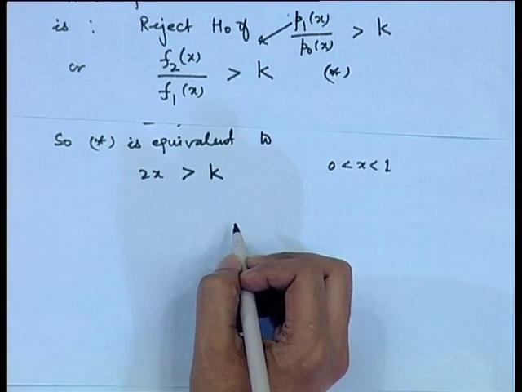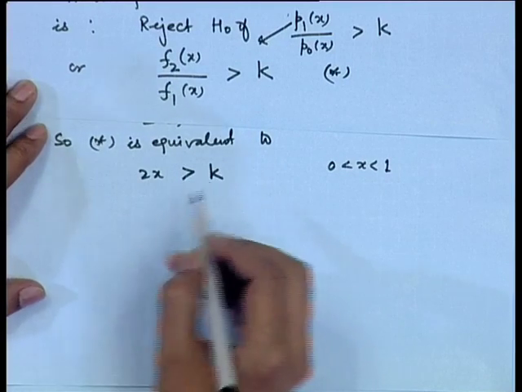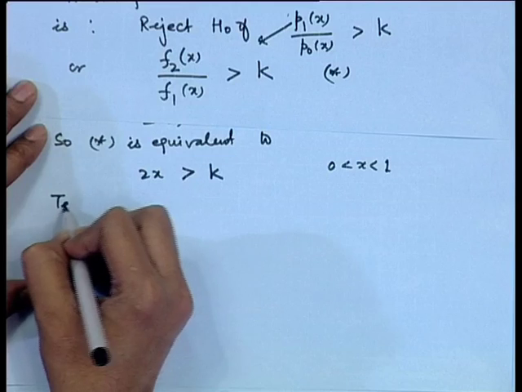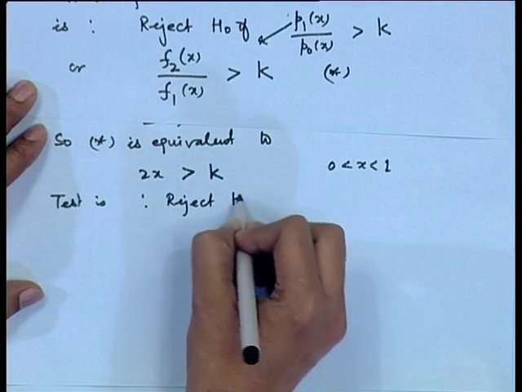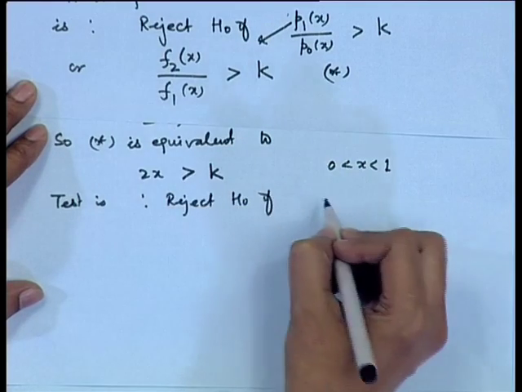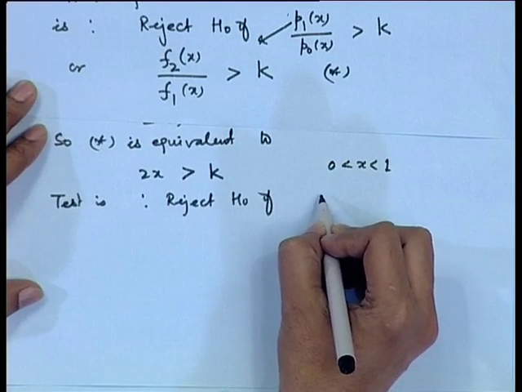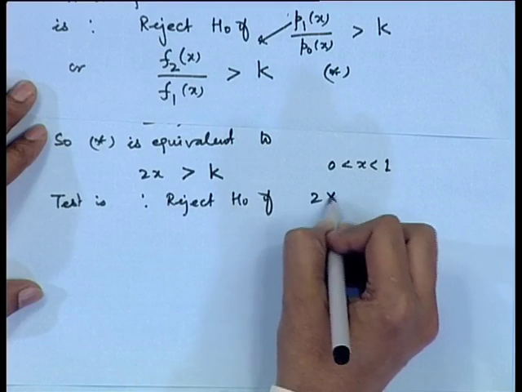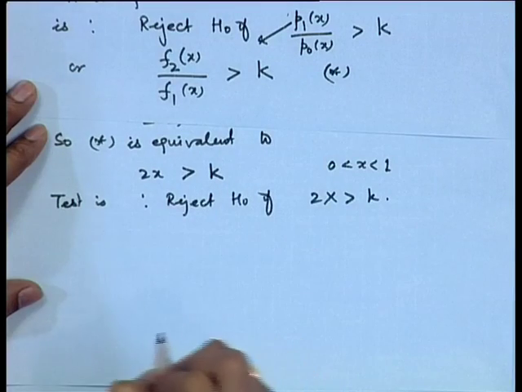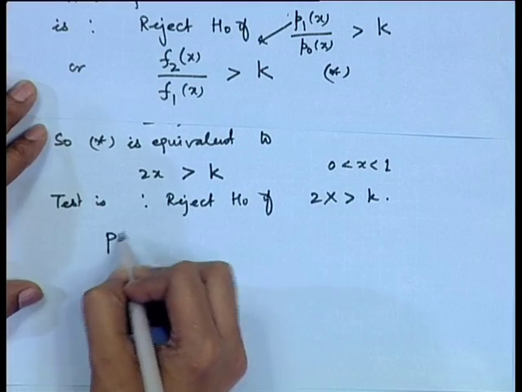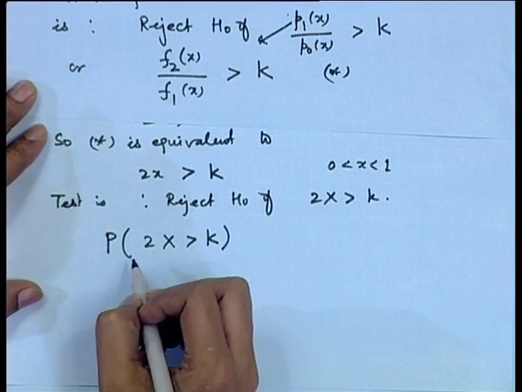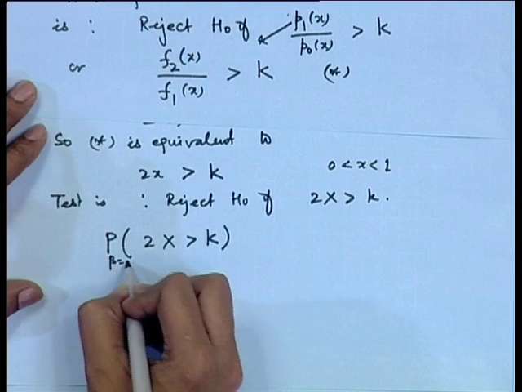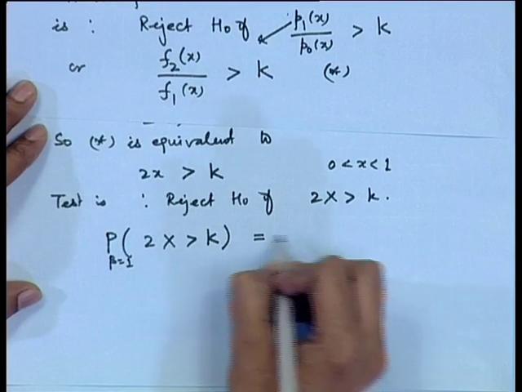Now, we want the probability of type 1 error to be alpha. So, the test is: reject H naught if x is greater than k, or you can say 2x is greater than k. Now, we want the probability of 2x greater than k when H naught is true, that means when beta is equal to 1, this probability to be equal to alpha.